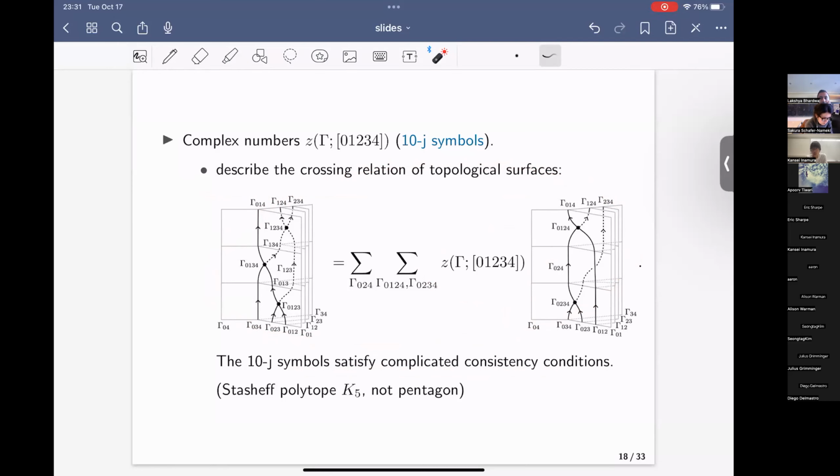But this time, the consistency condition is a commutative diagram not on a pentagon, but on a polytope called a Stasheff polytope. The consistency conditions on the Kansei symbols are very complicated, but nevertheless, these Kansei symbols are just complex numbers that satisfy some consistency conditions. So basically, a fusion two-category just consists of the set of topological surfaces, the set of topological interfaces of surfaces, the set of topological junctions of the interfaces, and the set of complex numbers called Kansei symbols.